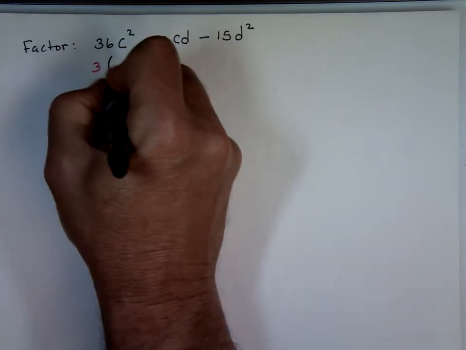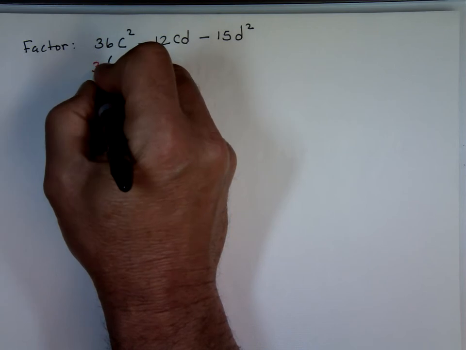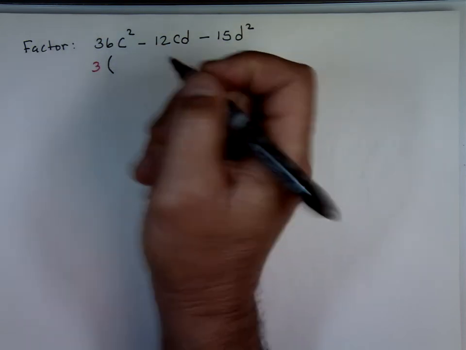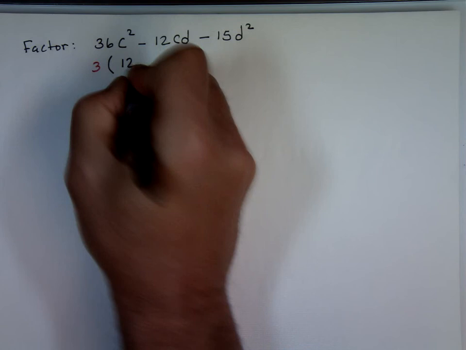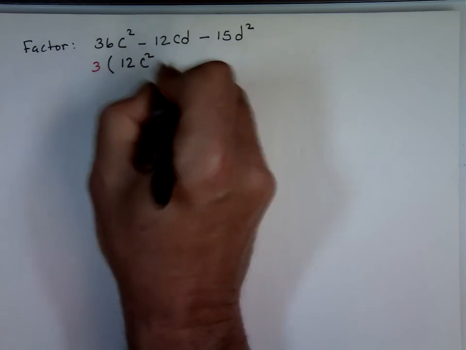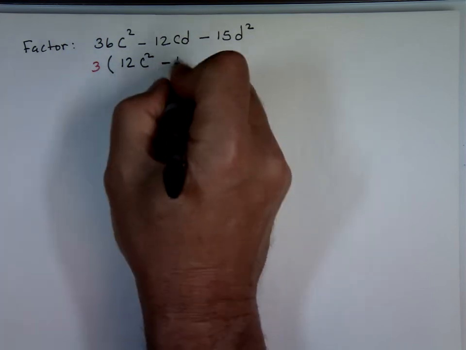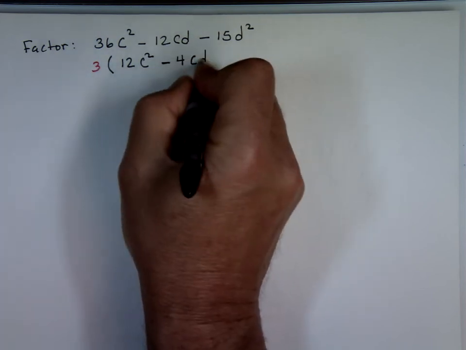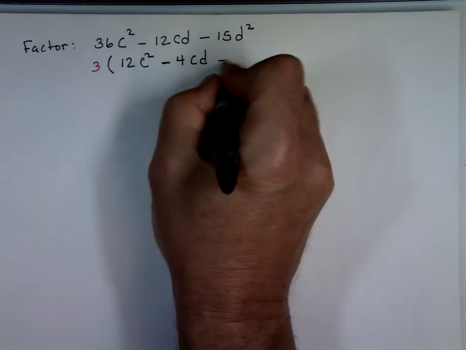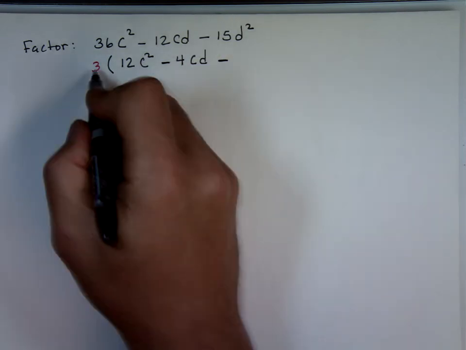36 divided by 3 is what? Is that a 12? 12c squared minus 12 divided by 3 is 4cd minus 15 divided by 3, which is what? 5d squared.